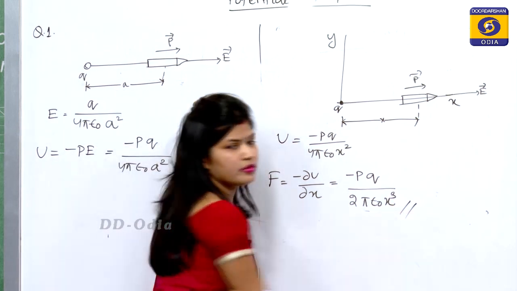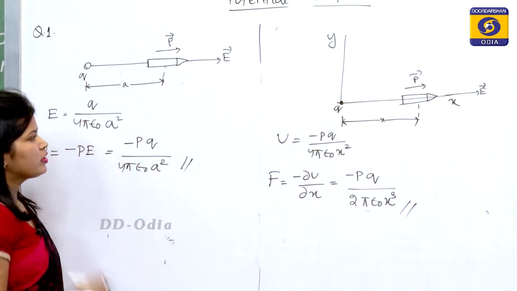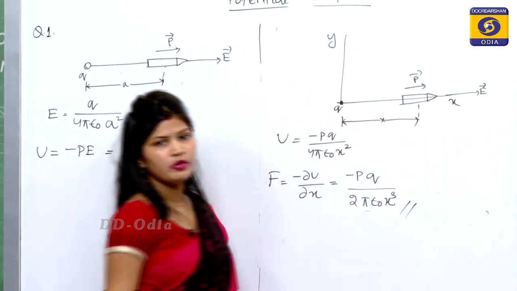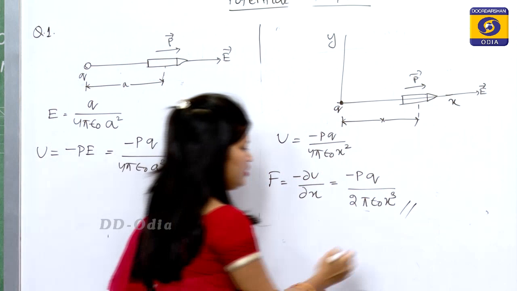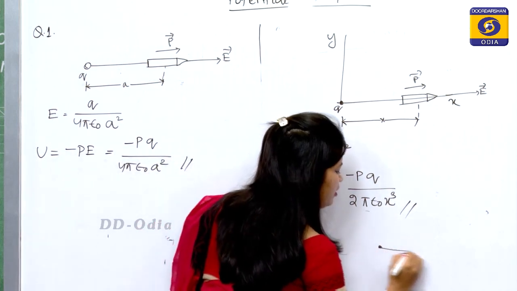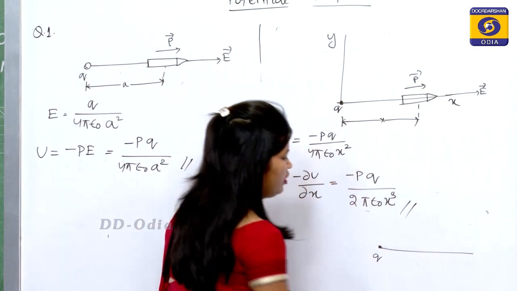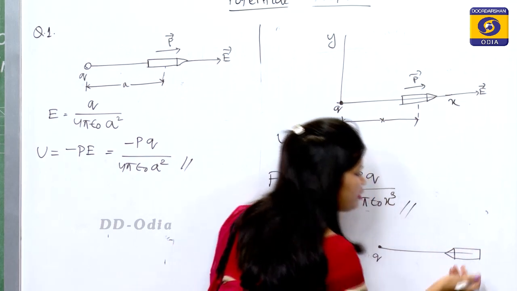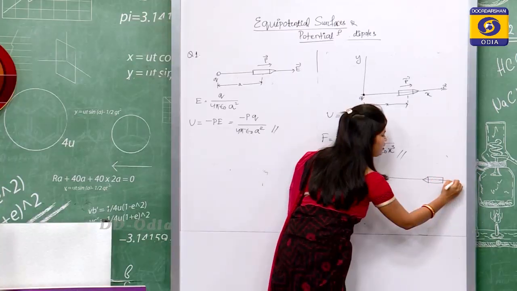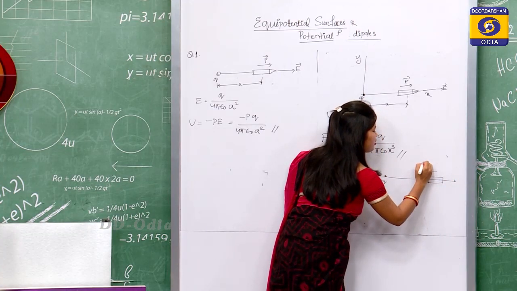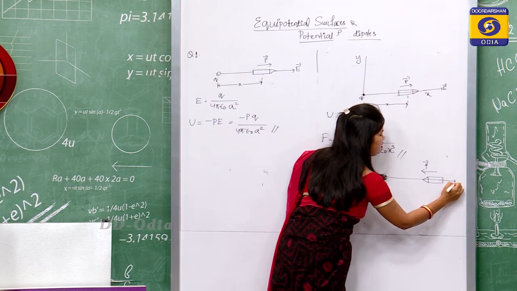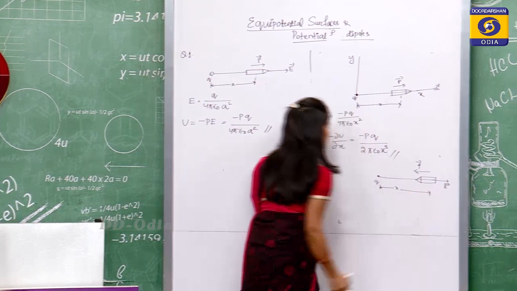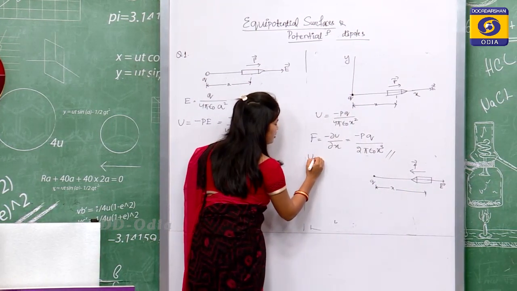Okay, this is the answer. Now, suppose the dipole is rotated 180 degrees about the z axis. So, the dipole is rotated, this is point charge q and this is the dipole, rotated 180 degrees. So, the dipole moment direction is like this and this is the electric field direction and the distance is x. Then what is the energy?